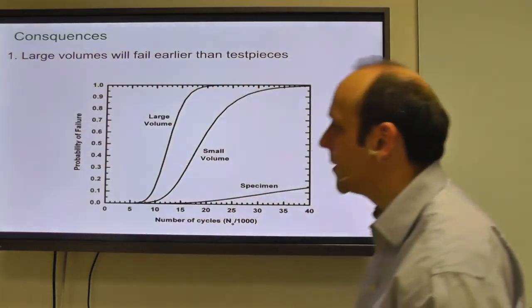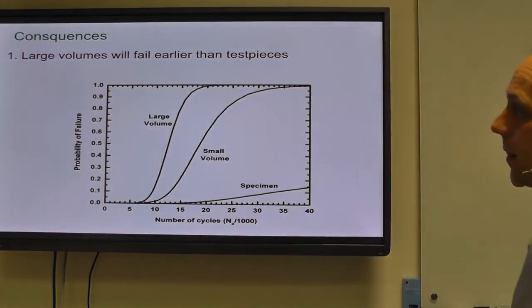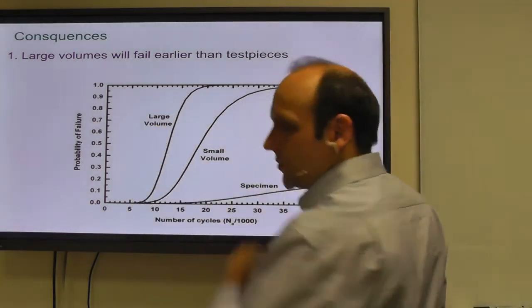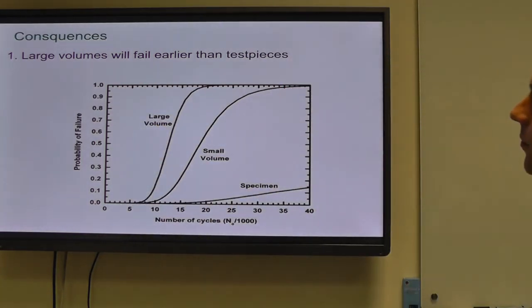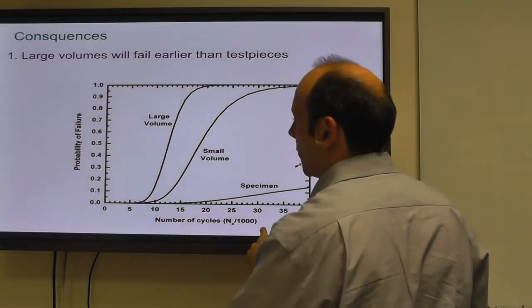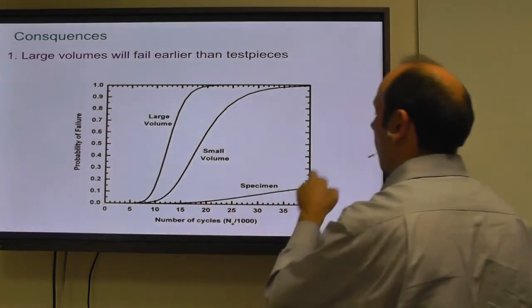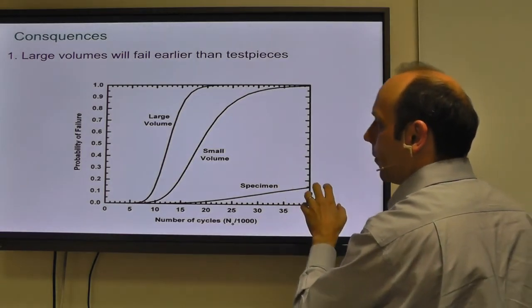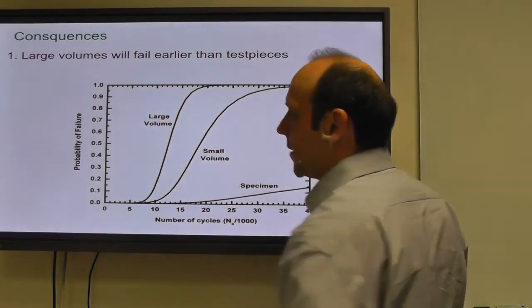Obviously, it's going to be complicated. But there are some consequences of that. When you do that sort of approach, then large volumes, you would say, would fail earlier than test pieces. So that's the number of cycles in the life and the probability of failure. According to this sort of approach, then a specimen might have a very long life compared to a small disk or a large disk.